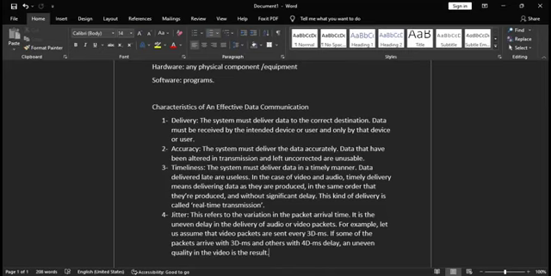Then we said this kind of delivery is called real-time transmission. Then the fourth one. We said there are 4 characteristics of an effective data communication. Take note of this 4, it is very, very important in case you are asked in the exam. The fourth one is called jitter, and we define jitter as the variation in the packet arrival time. The variation means changes in the packet arrival time.